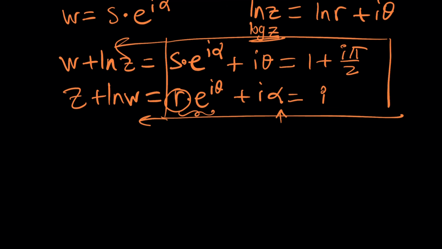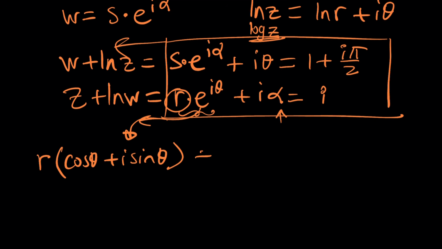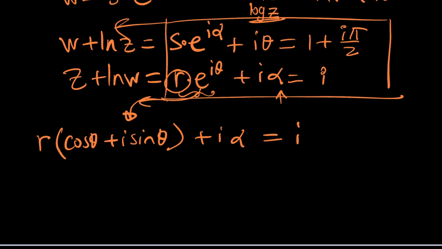So this one is going to be r. I'm going to start with that because it has the z in it. Doesn't matter. You can do the other way around too. But r times cosine theta plus i sine theta. That replaces e to the i theta, as I said before. Plus i alpha is equal to i. You can go ahead and simplify this or do both at the same time. Let's go ahead and simplify this. r cosine theta plus r i sine theta plus i alpha is equal to i.